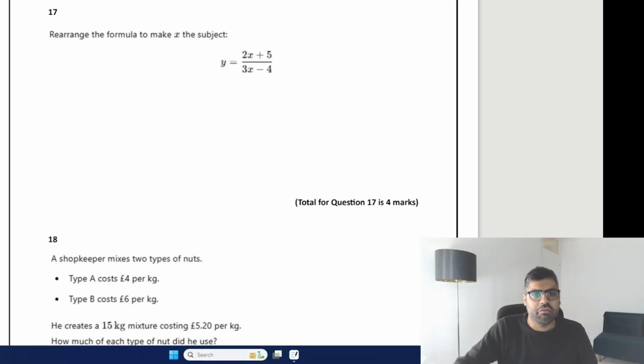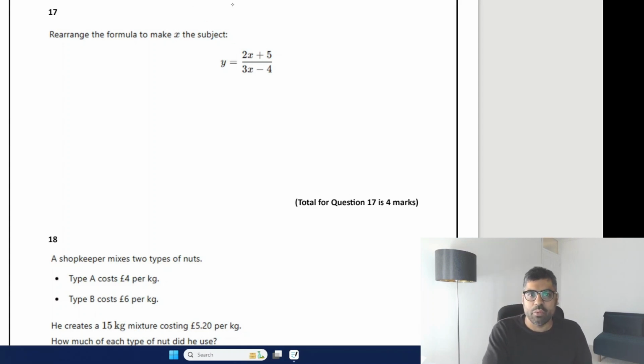Question 17, rearrange the formula to make x the subject. So what we have here is y equals a fraction, where we have 2x plus 5 as the numerator and 3x minus 4 as the denominator. These questions are fairly straightforward, however a lot of people get stuck because they see x in two different places and they simply don't know how to solve.